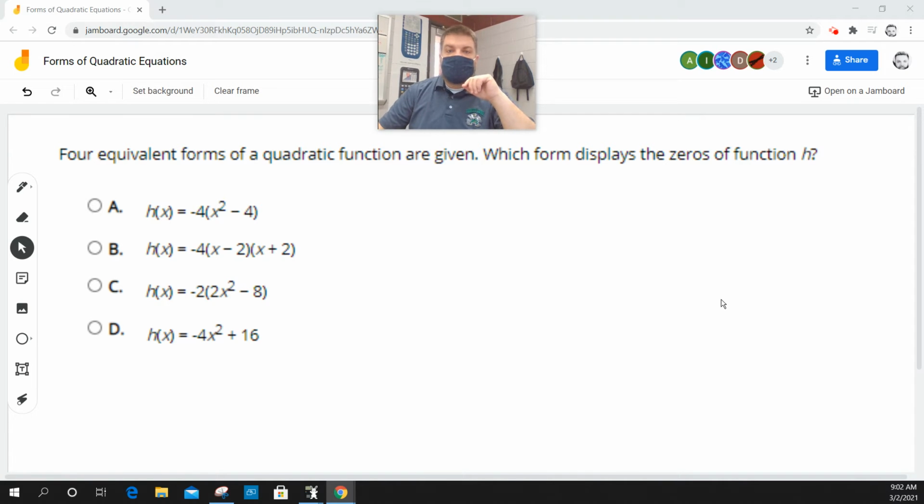All right, so now for the next question, it says 4 equivalent forms of the quadratic are given. Which one displays the zeros? So out of all of those, let's do a quick survey of the class. How many of you think that A displays the zeros? How many of you think that B tells you the zeros? How many of you think that C tells you the zeros? Raise your hand. You think the C tells you? Okay. How many of you think that D tells you the zeros?